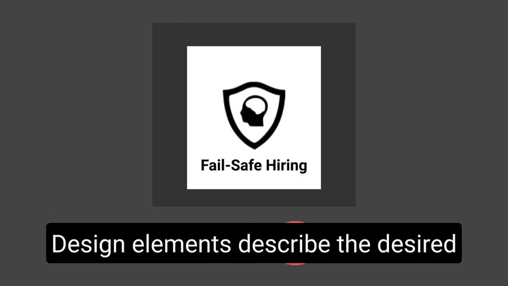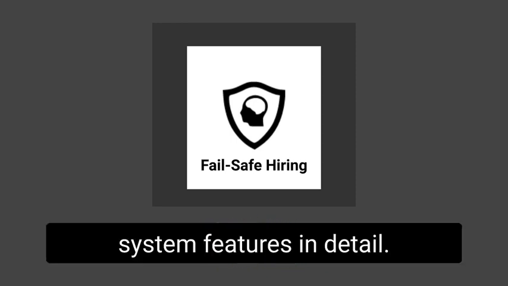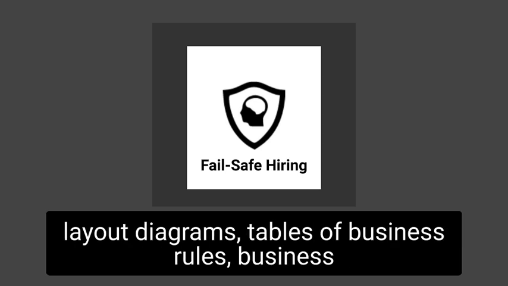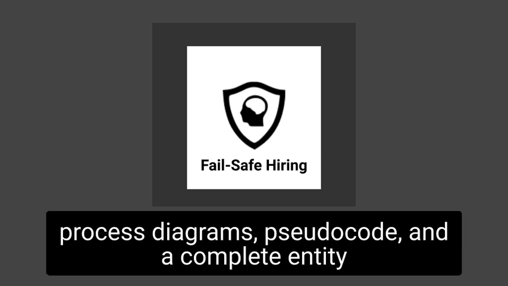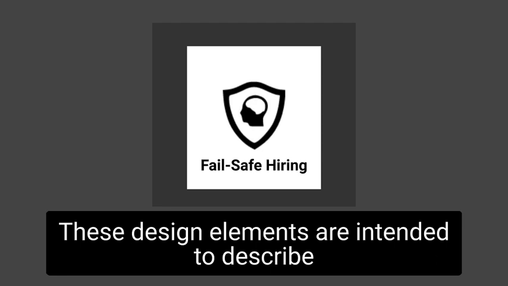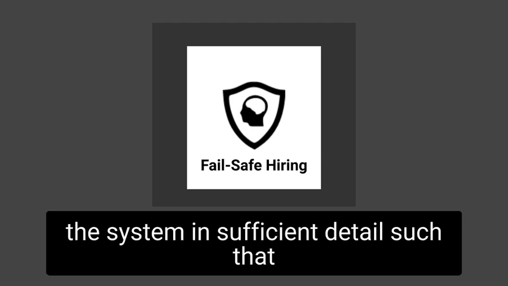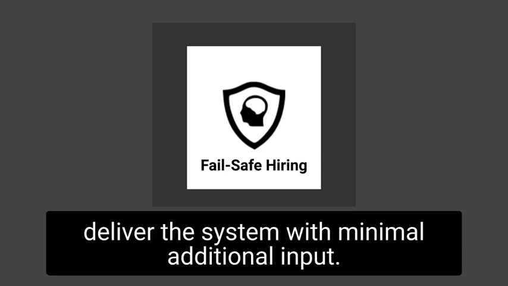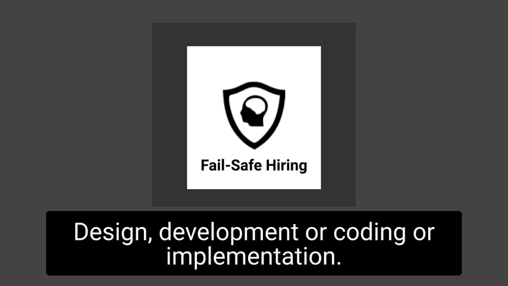Design elements describe the desired system features in detail. They generally include functional hierarchy diagrams, screen layout diagrams, tables of business rules, business process diagrams, pseudocode, and a complete entity relationship diagram with a full data dictionary. These design elements are intended to describe the system in sufficient detail, such that skilled developers and engineers may develop and deliver the system with minimal additional input design.